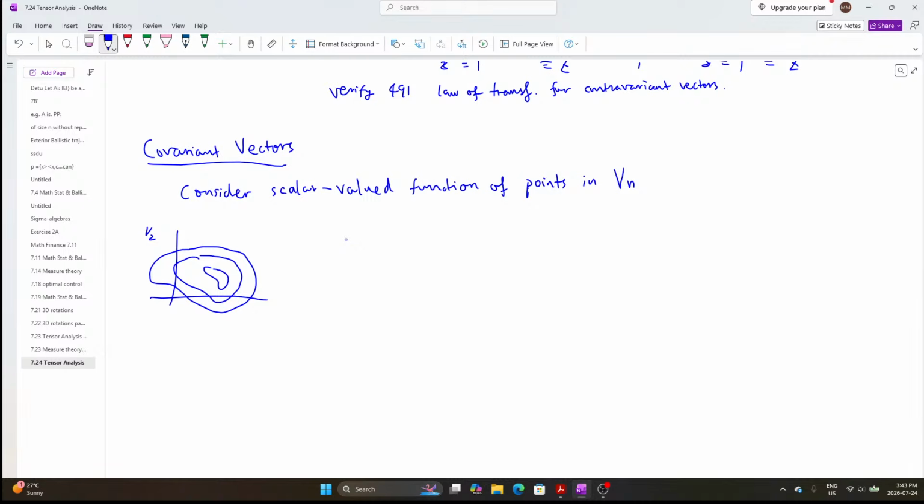So that would be the level curve for the PM 2.5 index. So this is a scalar valued function. It is a function of a point. That's what we're getting to. That's the main idea here. Once again, it is a function of just pure space. It has nothing to do with the coordinate system. It's a scalar valued function of points in Vn.